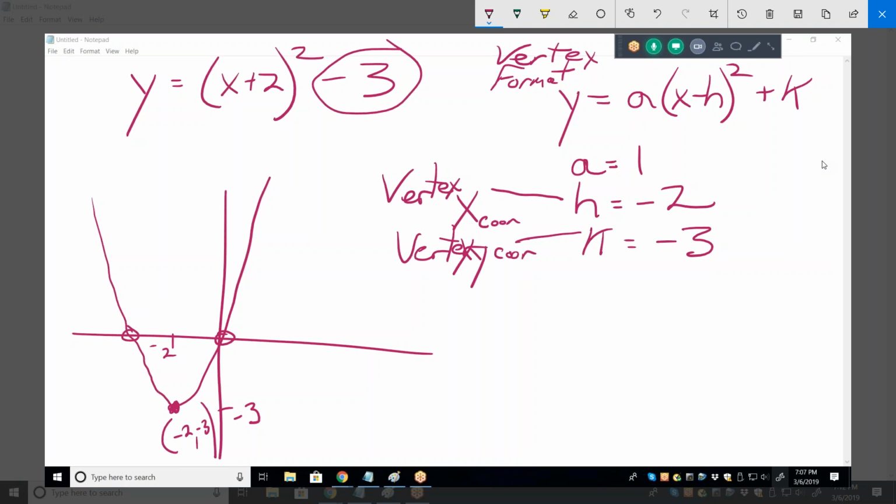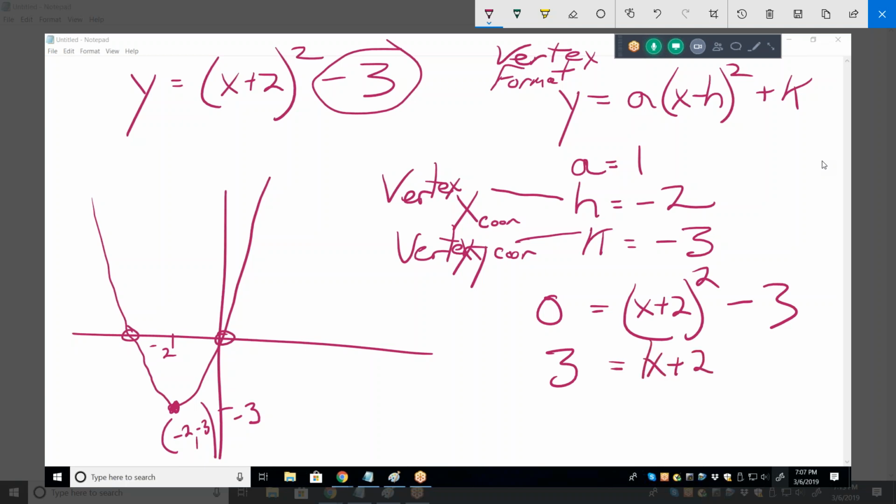The reason that's hard is because what is y equal to when you're solving for x-intercepts? Always 0. Okay, so let's try solving for that. 0 equals (x plus 2) squared minus 3. You with me? I'm going to take the 3 over to the other side. Now how do I solve from there?